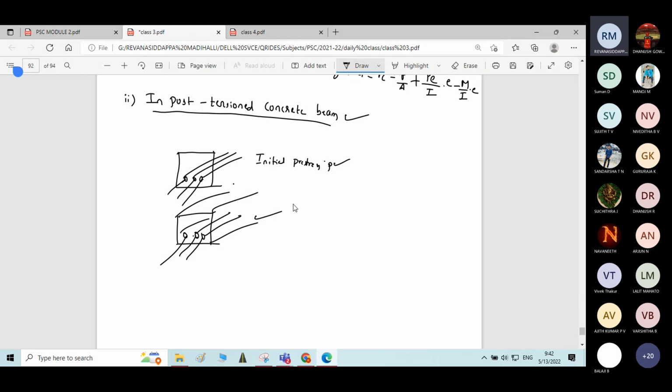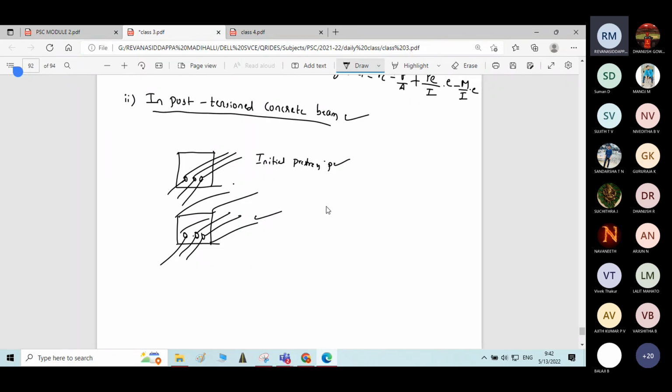Okay, in the problem, it will be clearly said whether the cables are stretched simultaneously or one by one. If he says cables are stretched simultaneously, no need to calculate loss due to elastic shortening. If he says cables are stretched one by one, then you need to calculate. I will explain that calculation part in detail while solving the problems. So understand this much.